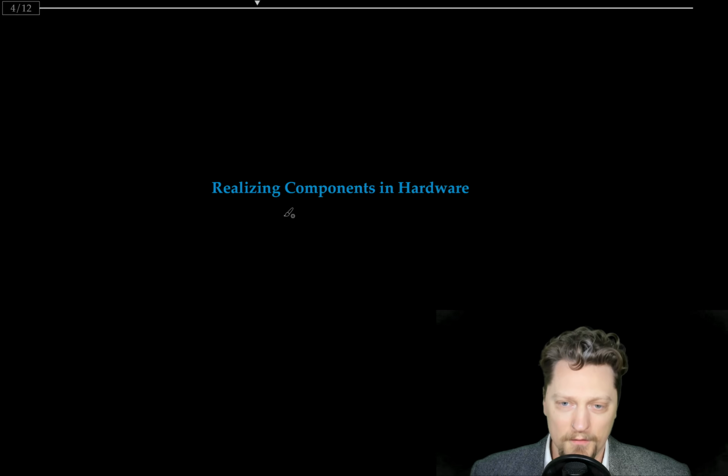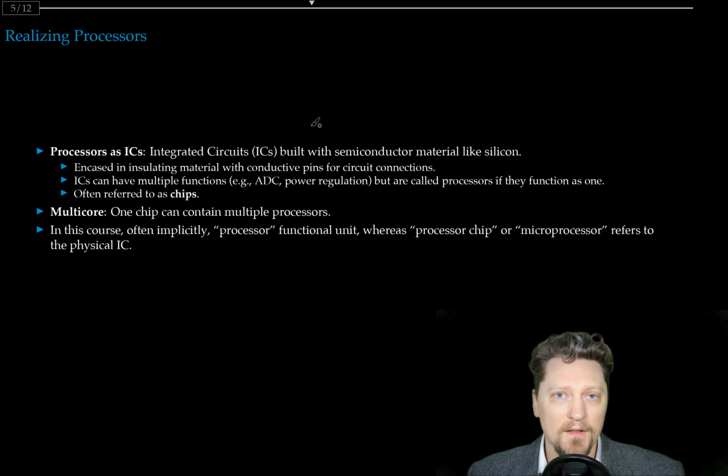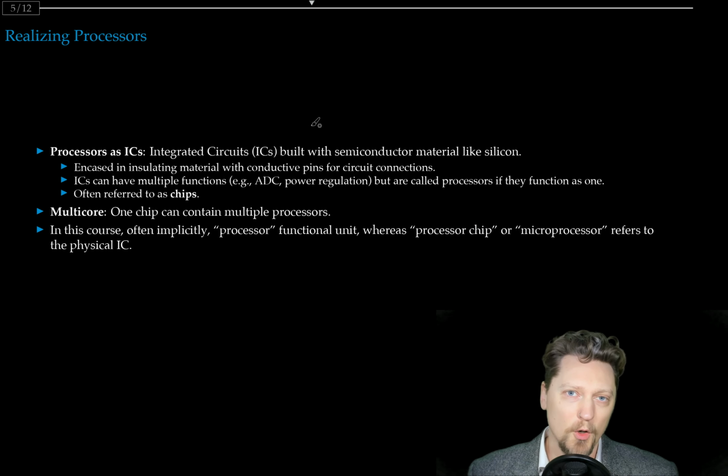So, realizing components in hardware. Let's look at processors first. Processors as integrated circuits. Integrated circuits are built with semiconductor material like silicon, and they're doped to create tiny circuits and circuit components like transistors primarily, encased in insulating material with conductive pins for circuit connections.